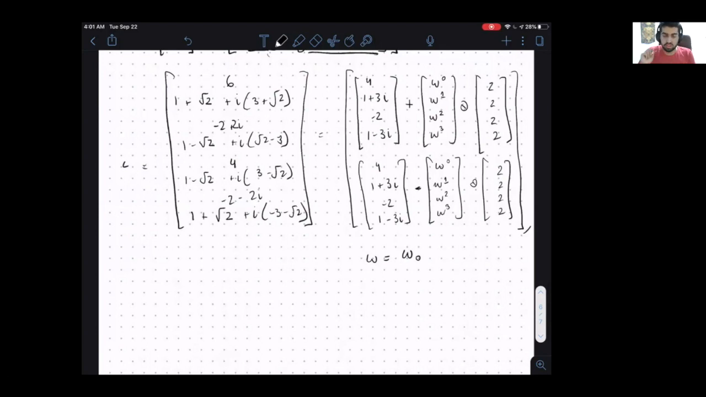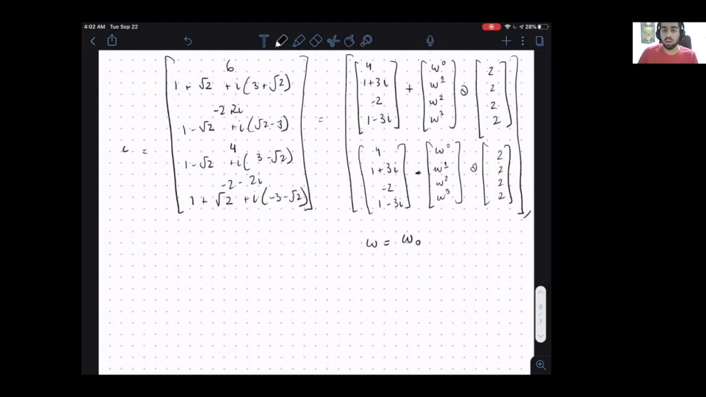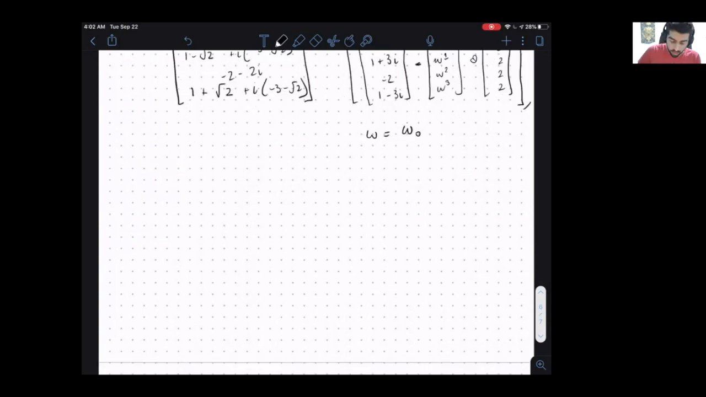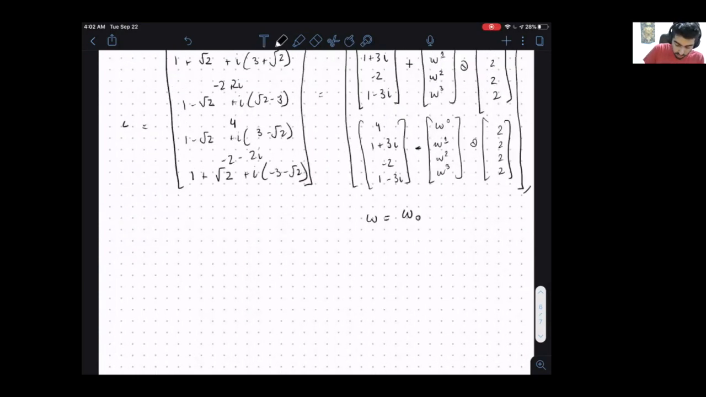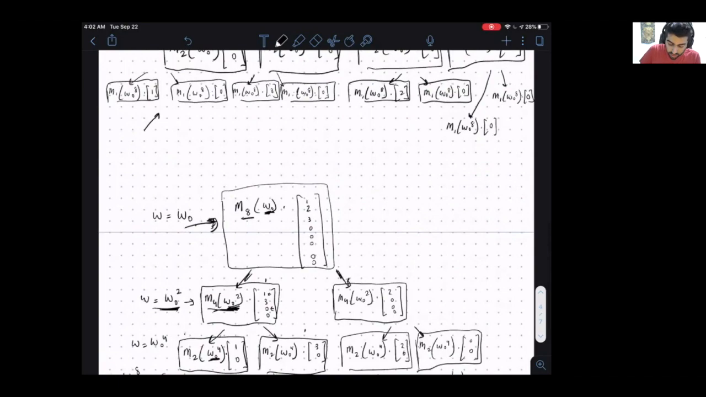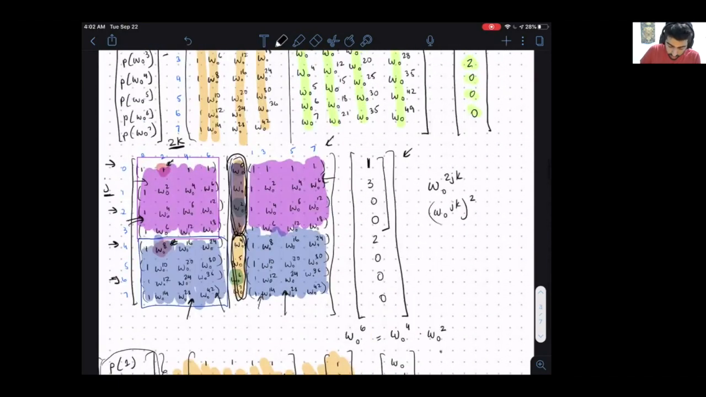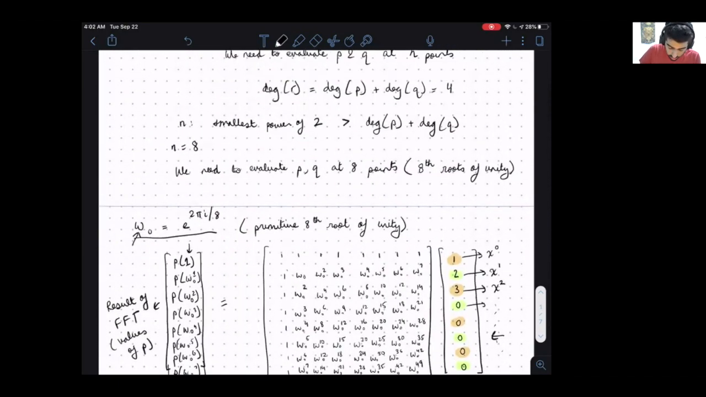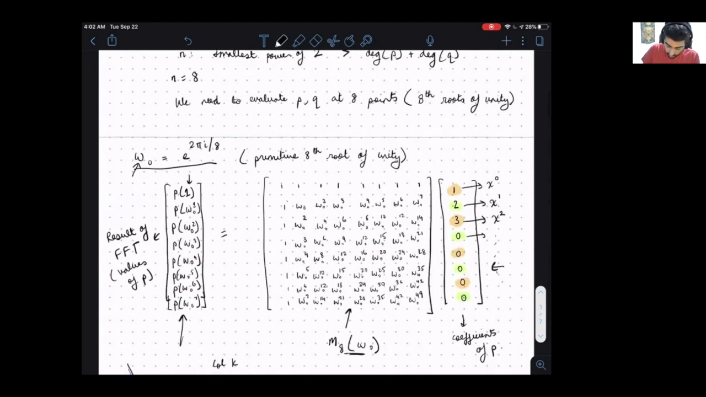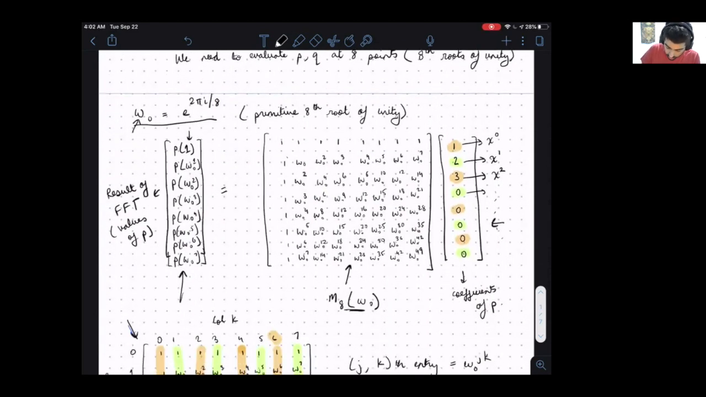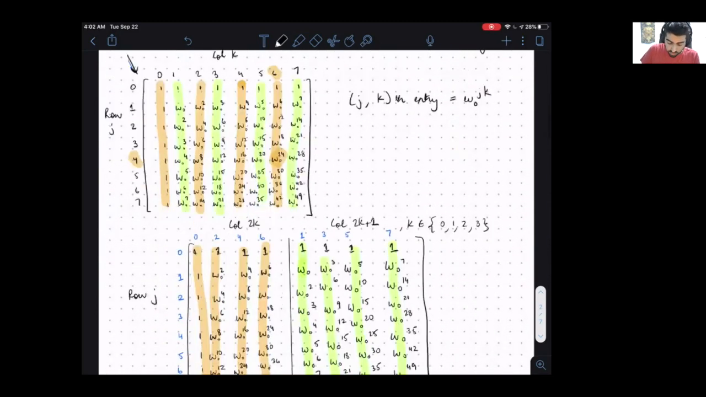So this looks a little bit complicated, but let's center ourselves a little bit. What is this C? What is the result? What are we actually computing? Well, C is just equal to the result of our FFT. Let's go back to the original thing that we wanted to compute, which is this M8 omega naught matrix times this vector of the coefficients of P. That's just the result of the FFT.